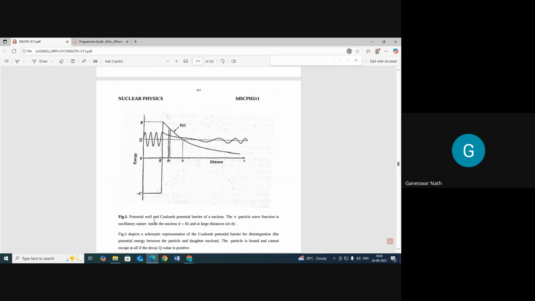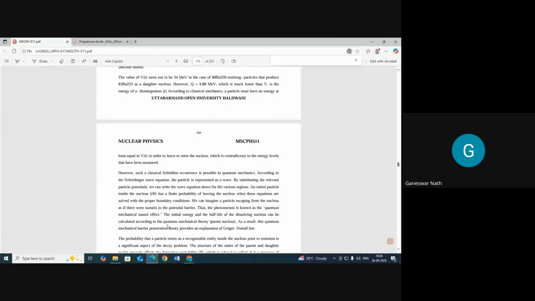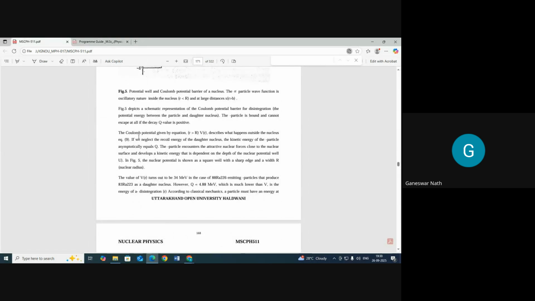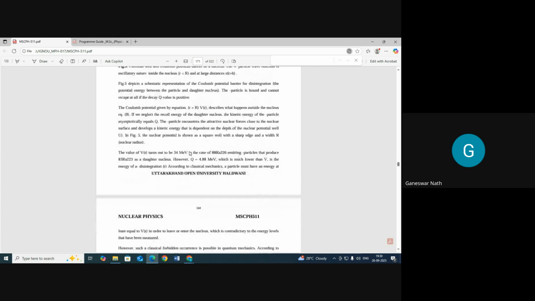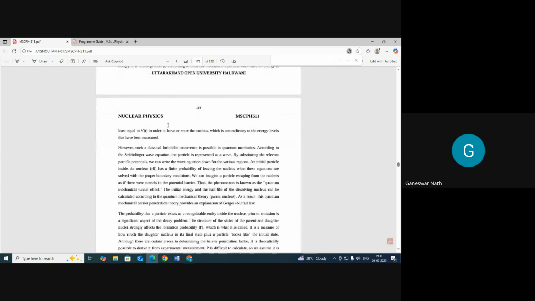This is called a potential well and Coulomb potential barrier in a nucleus, and the alpha particle wave function is oscillatory in nature inside the nucleus. You can see from 0 to R, that means from the center to the surface of the nucleus, it is oscillatory. This is the idea provided by Gamow. He also mentioned the Coulomb potential given by this equation, where r is greater than R, V(r) describes the region outside the nucleus, and if we neglect the recoil energy of the daughter nucleus, the kinetic energy of the alpha particle asymptotically equals Q. So this was the theory proposed by Gamow.